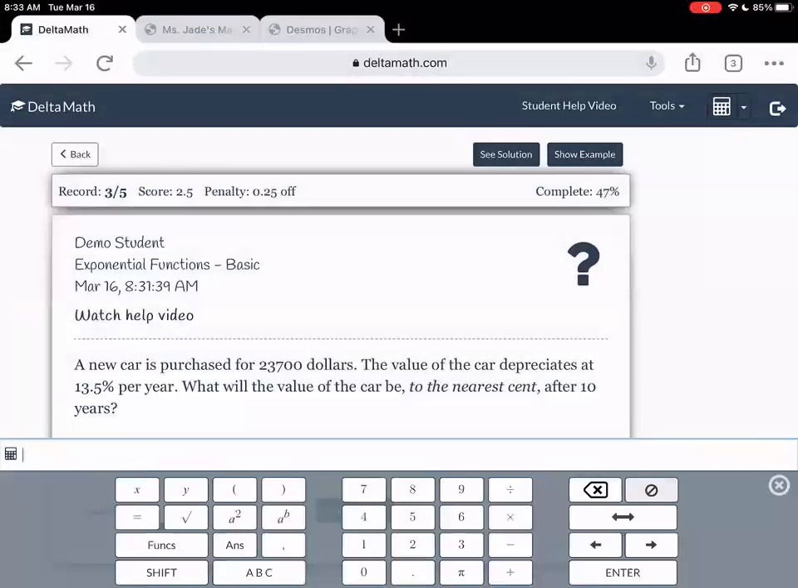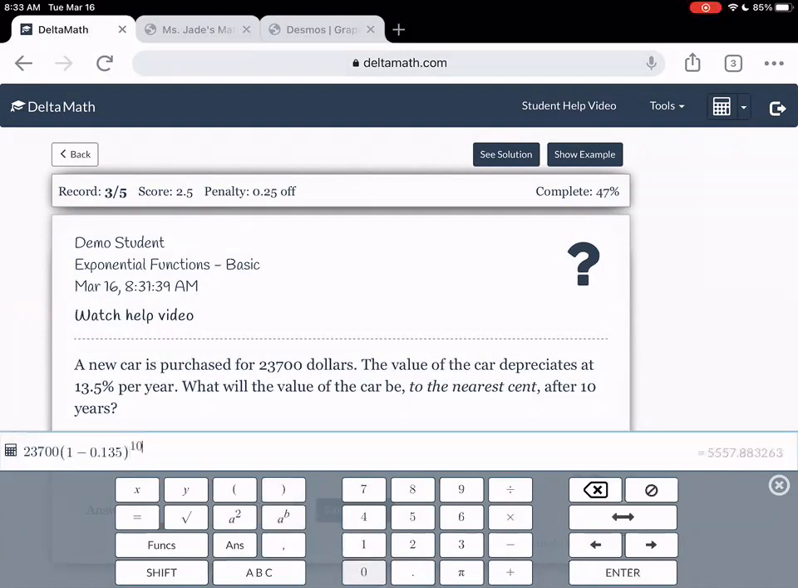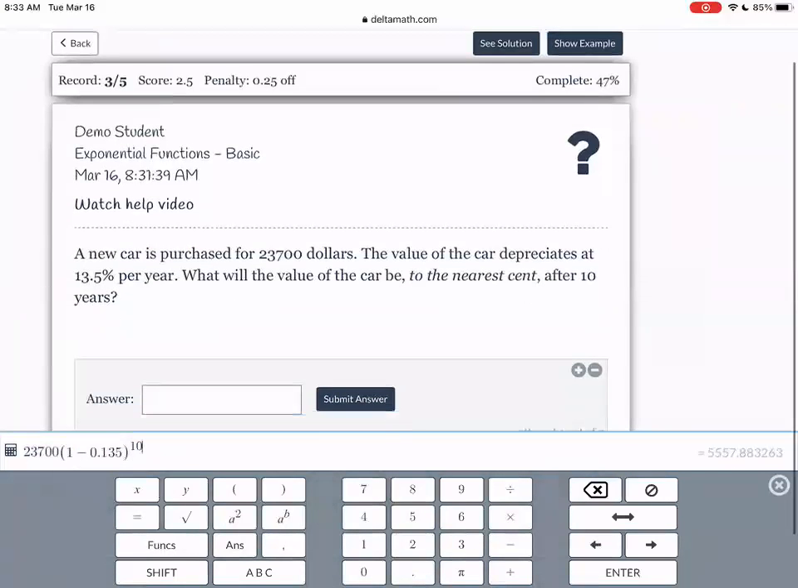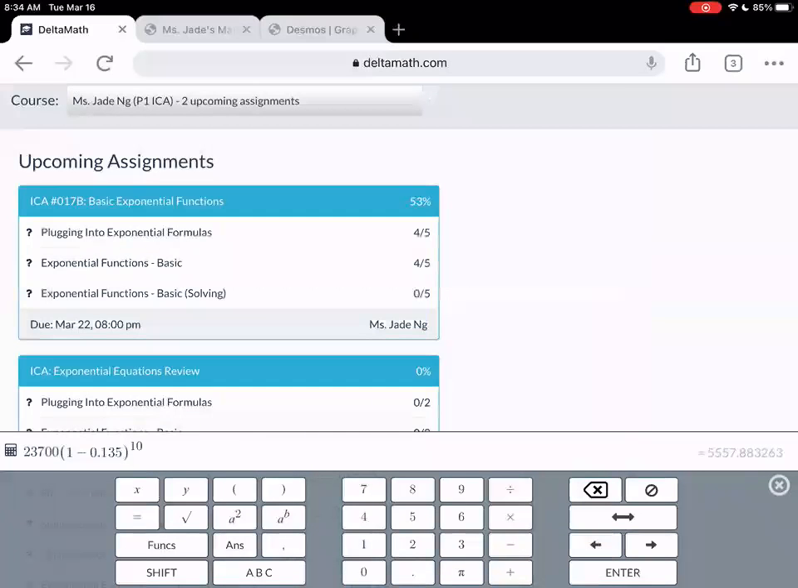Let's type it in. 23,700, 1 minus 0.135 to the power of 10. And we're rounding it to the nearest cent. So that's 2 decimal places. All right. So notice that it's 0.883. The 3 is a small number, so we're going to keep it as 8. So it's 0.88. All right. I'm going to submit that. And let's go to that last category.